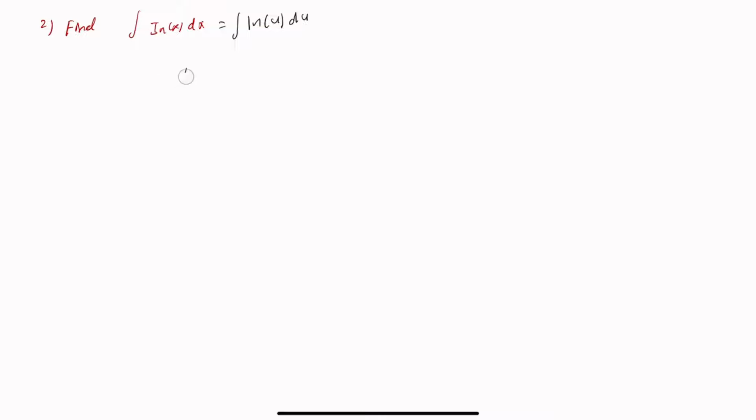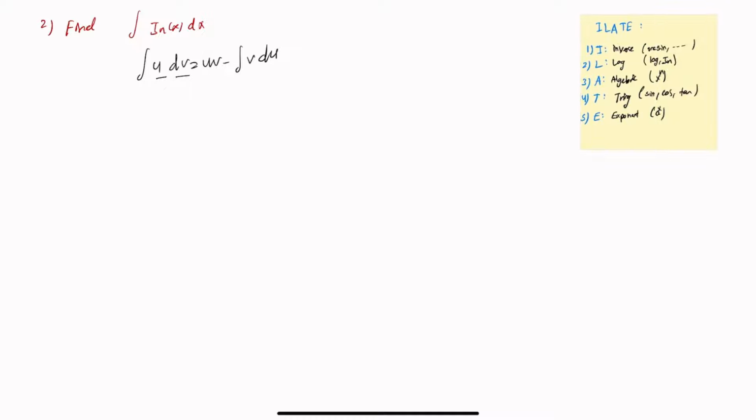Now let's try to solve this by integration by parts. Remember, integration by parts is the integral of u dv equal to uv minus the integral of v du. First step is to choose u and choose dv. How to choose u? I'm going to use the acronym ILATE to choose u.